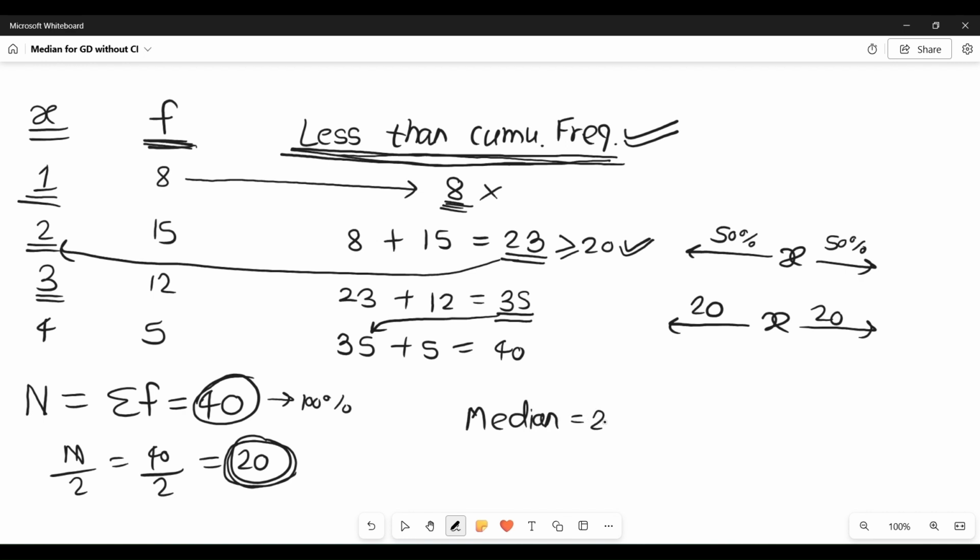Here we consider immediately greater than or equal to 20, because for example if we consider 35, the respective X value is 3.